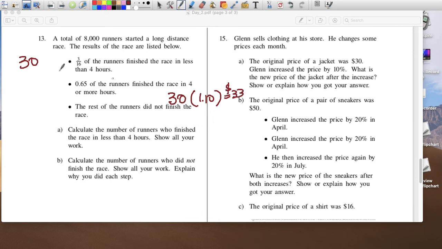Those of you who don't like this method and you want to use the other one, 30 times 0.10, which is 10%, is 3. So 30 plus 3 equals $33. So again, you get both answers. So now the jacket is $33.